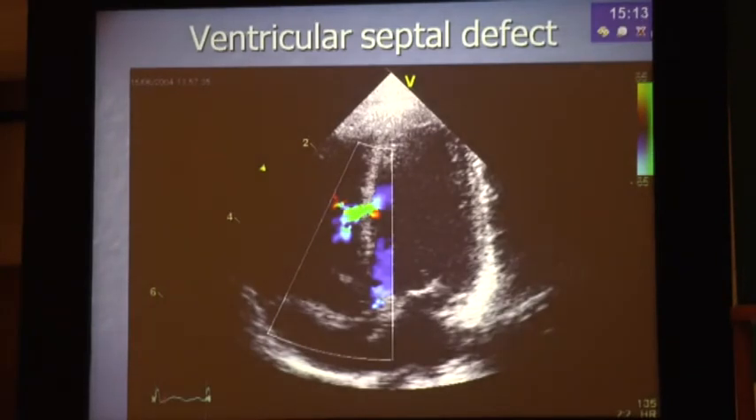Again, a few more images here. This is a ventricular septal defect. Again, the 4-chamber view: LA, LV, RA, RV. This is the interventricular septum. You see some color flow across the ventricular septum, a classical VSD. It can be present at birth, or can occur post myocardial infarction, as ventricular septal rupture.